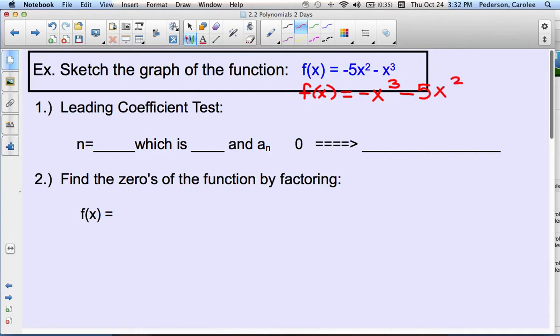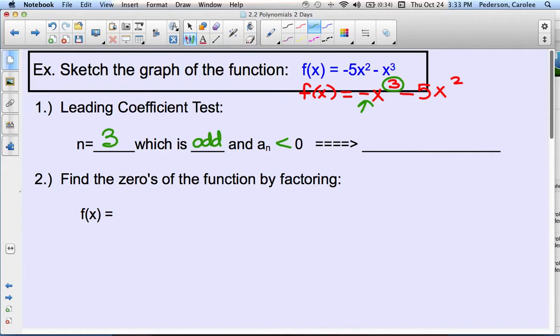Now step one, we want to identify the end behavior, so we're going to look at the leading coefficient test. We look at the degree. The degree is 3, and its leading coefficient is negative. Our degree is 3, which is odd. The leading coefficient is negative, so what will happen to this graph? What happens on the right? What happens on the left?